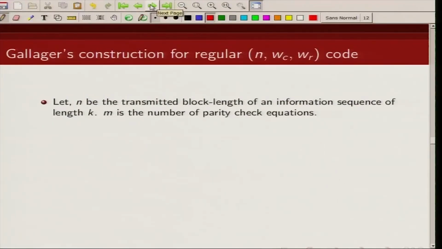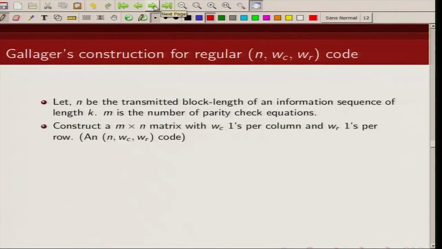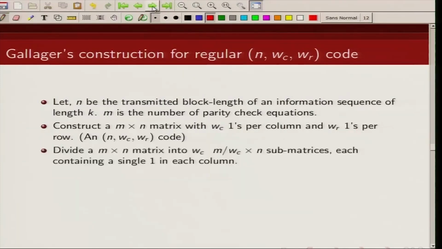Now that we have defined what is a regular LDPC code, let us talk about how we can construct these LDPC codes. We will first start with the random construction of LDPC codes given by Gallagher. If n is the block length and m is the number of parity check equations, and you are asked to design a regular LDPC code with WC ones per column and WR ones per row, you can follow this procedure.